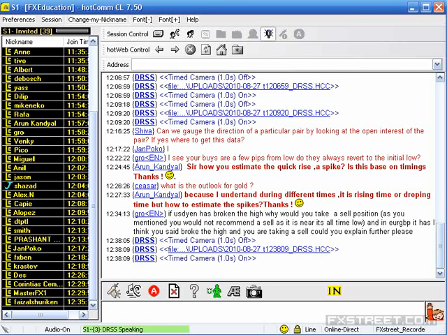I understand that during different times it is a rising time or a dropping time, but how do you estimate the spike? The first rise, I explained in my trading system. Please listen to it again. If the first rise is only 15 pips, then the second 15, third 15. If the first rise is 30 pips, then the second 30, third 30. Up to 90 pips, they will rise. So please go through the webinars again.